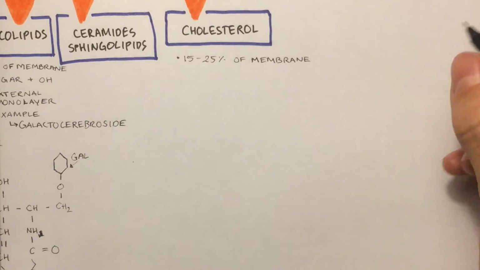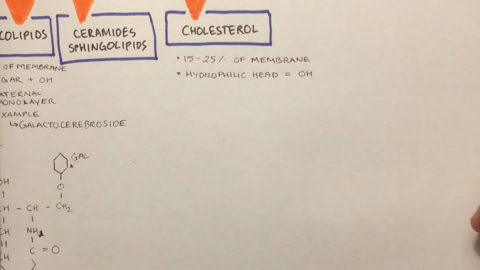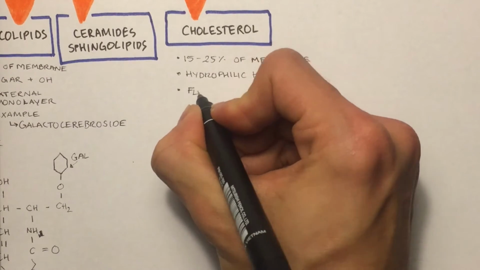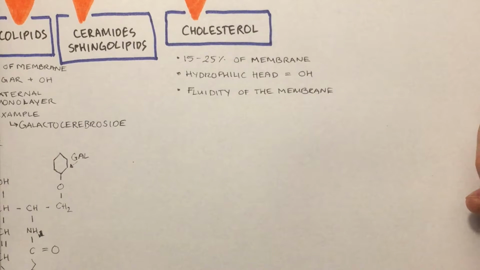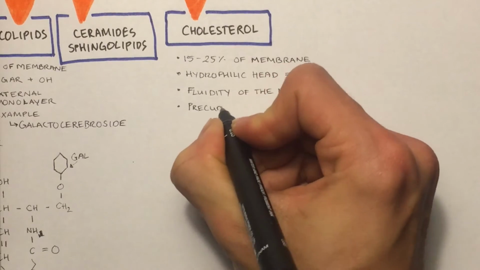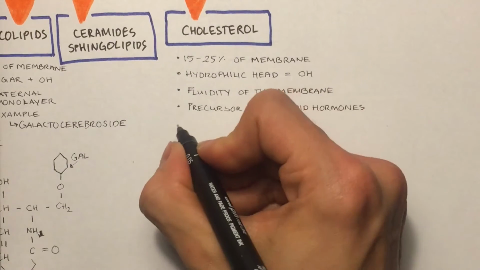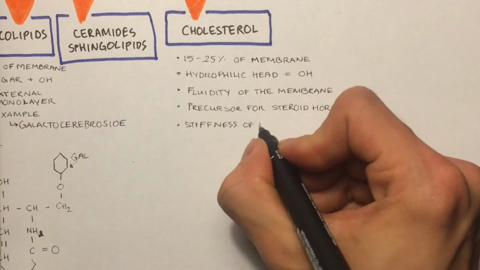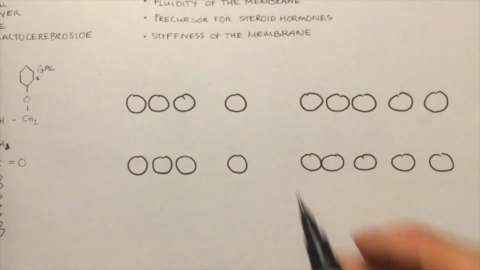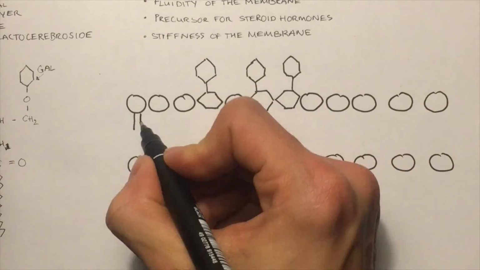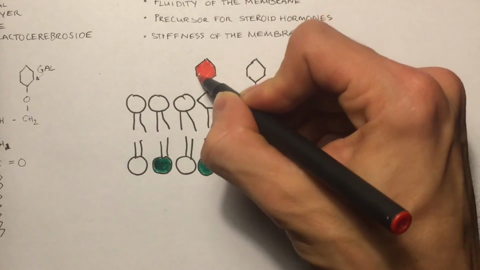And then there's the cholesterol, which makes up 15 to 25% of the membrane. The hydrophilic head of the cholesterol is a hydroxy group, and the cholesterol is a precursor for steroid hormones, such as testosterone. The cholesterol has an impact on the stiffness of the membrane and the fluidity of the membrane. As we can see here, the lipid bilayer is asymmetric, meaning the different lipids are placed randomly.